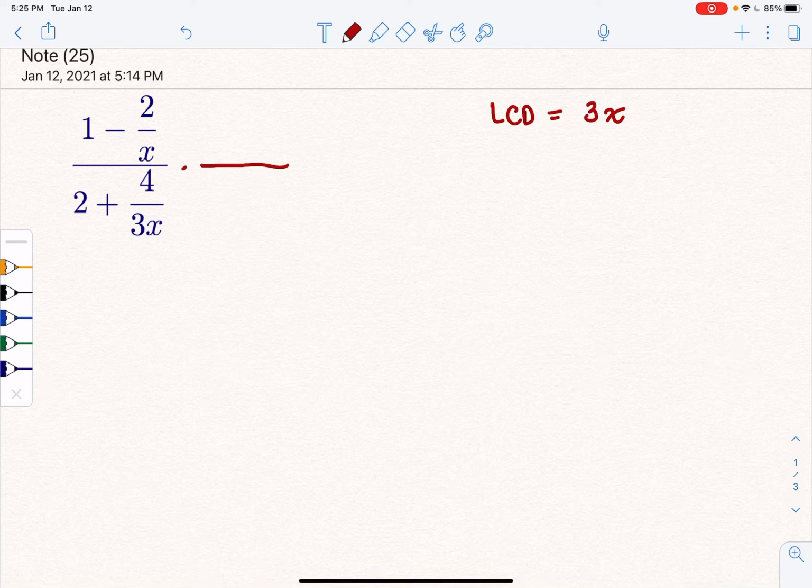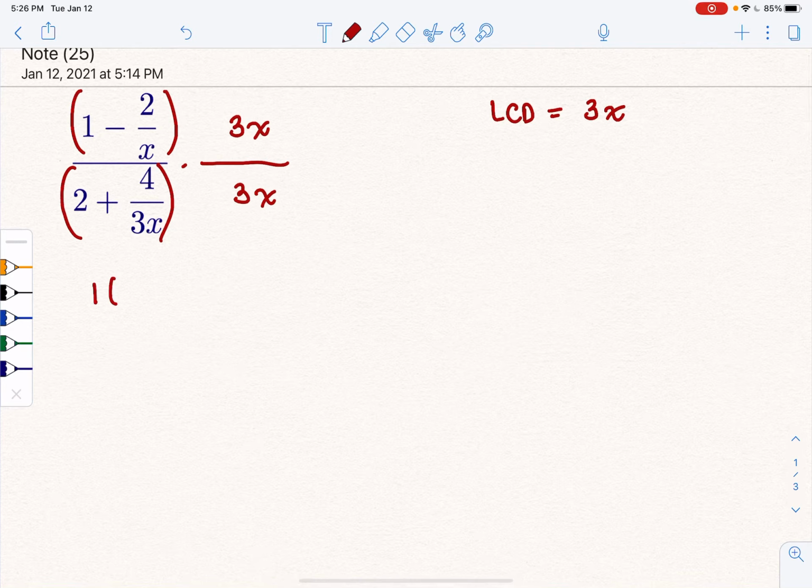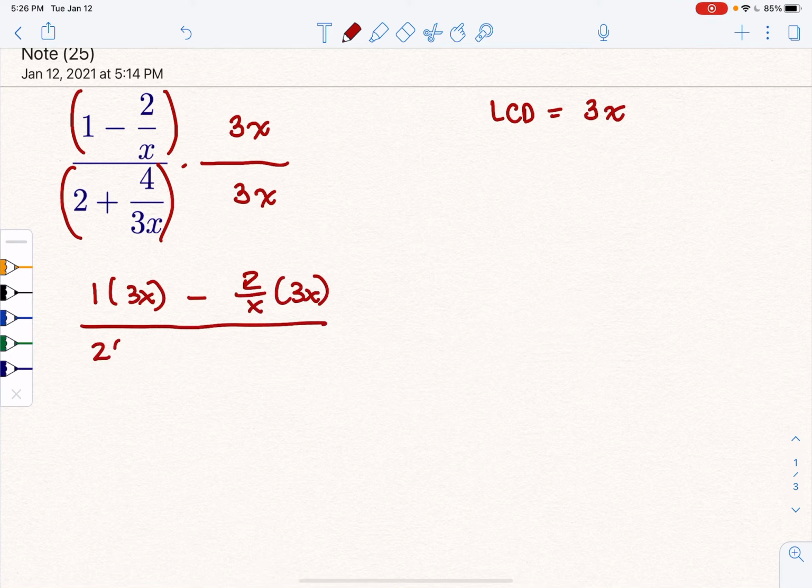And again, we're using 3x because if I multiply the denominator by 3x, it is going to wipe out that 3x in the denominator, but I have to make sure that I multiply by the same thing upstairs and downstairs. So I'm going to multiply by 3x over 3x, and I'm going to use parentheses just for clarity, because I want to make sure that we multiply 3x to each term. So this is going to give us 1 times 3x minus 2 over x times 3x, all divided by 2 times 3x plus 4 over 3x times 3x.